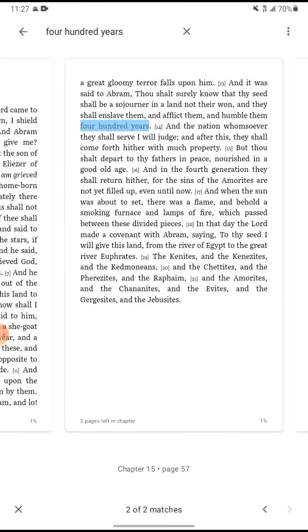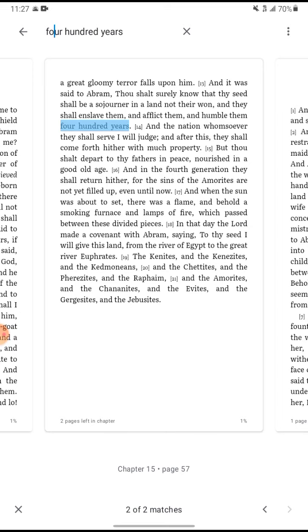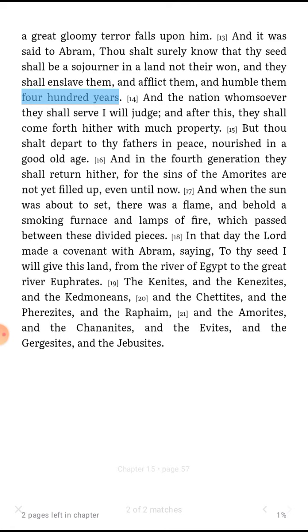Okay, so here in the Septuagint version of Genesis 15, verse 13, we read, "And it was said to Abram, Thou shalt surely know that thy seed shall be a sojourner in a land not their own, and they shall enslave them and afflict them and humble them 400 years. And the nation whomsoever they shall serve I will judge, and after this they will come forth hither with much property." Okay?